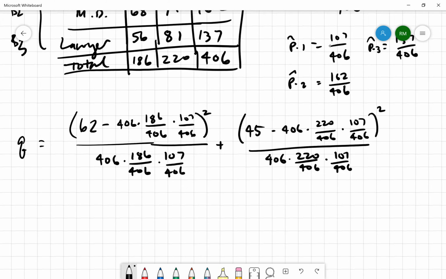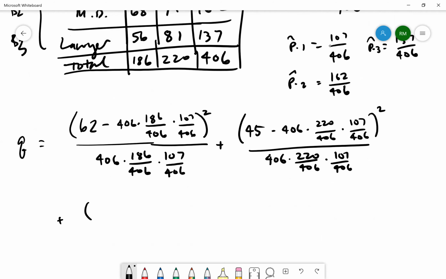All right, so let's do some more of these. Let's do MD. So there are 68 MDs who are extroverted, minus 406 times the probability of extroverted times the probability of an MD.